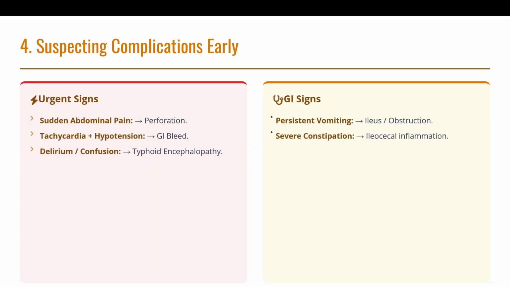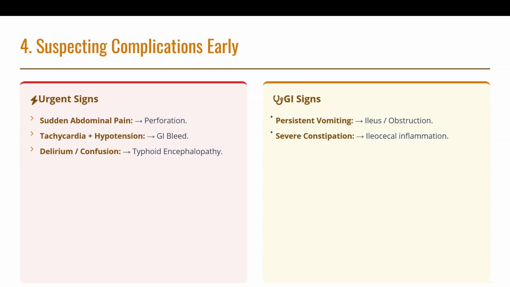Now, complications. You have to always watch for complications on daily morning rounds in a patient with enteric fever. If the patient complains of sudden abdominal pain, not just discomfort but severe pain, always suspect perforation and go for a CT scan immediately. If the patient has tachycardia and hypotension, it could suggest a GI bleed.